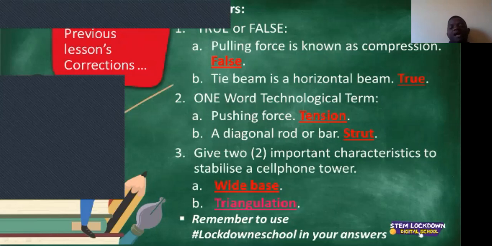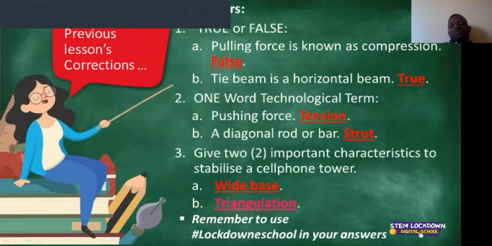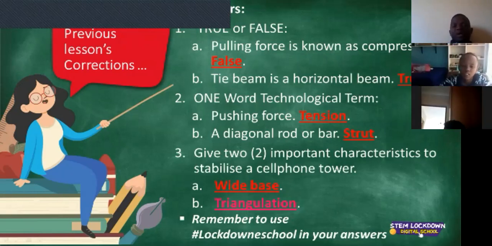So in your karate competitions, for those of us that may be involved in that, you find that your legs are supposed to be widened and therefore you achieve a certain amount of stability. That is number 3A. Number 3B, another thing that we have to do is to create triangulation. Ladies and gentlemen, that is what we are going to be talking about today, the strengthening of structures.